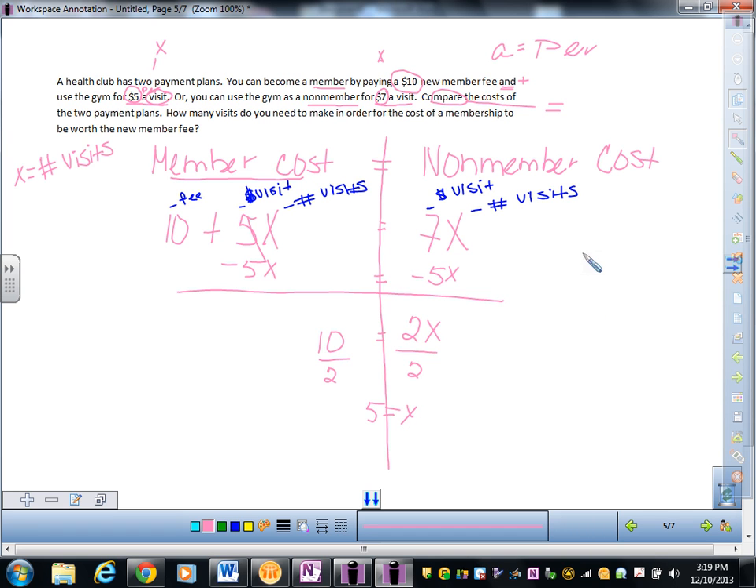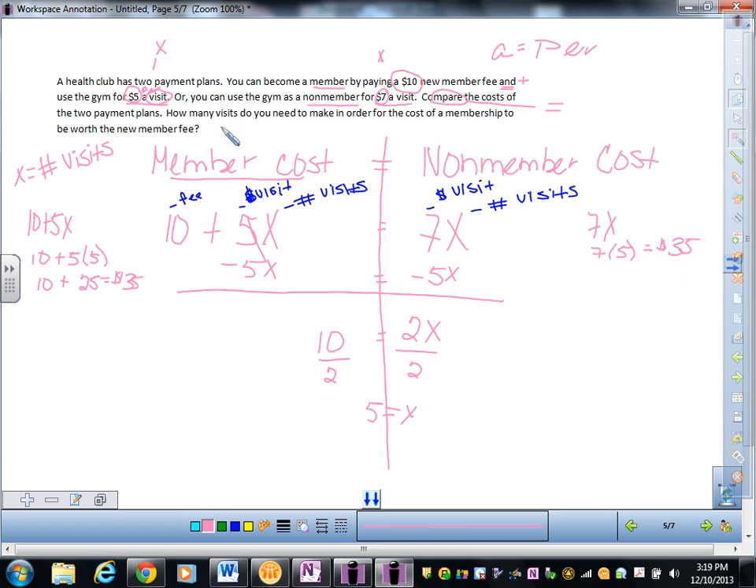And we can check that by saying the member cost over here was 10 plus 5x. And if x is 5 visits, we would have 10 plus 5 times 5. That's 25 plus 10. So the cost would be, at 5 visits, $35. And over here, it was 7x. And if we substitute 5 visits for x, we would get $35. So that's the same. So if we go 5 times, it's exactly the same amount.